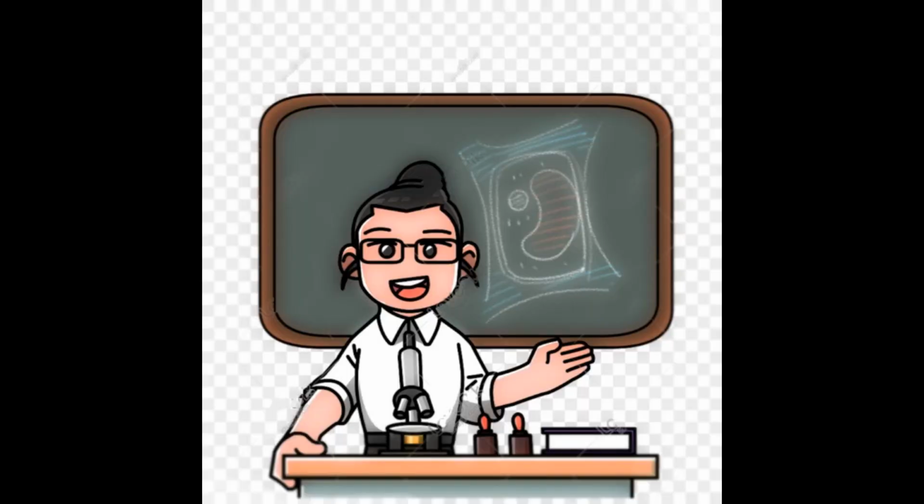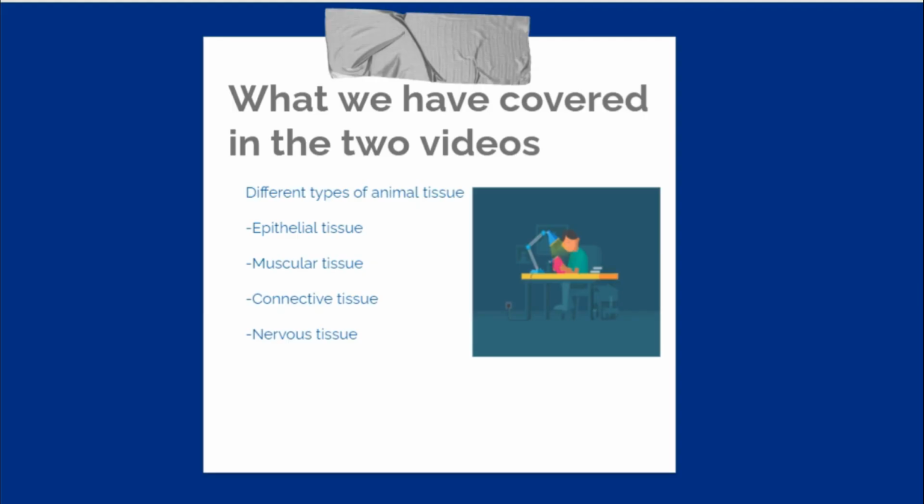So students, this is all about the animal tissue, where we completed the different types of tissue, that is the epithelial tissue, the muscular tissue, the connective tissue and the nervous tissue. All these tissues together form the animal tissue.